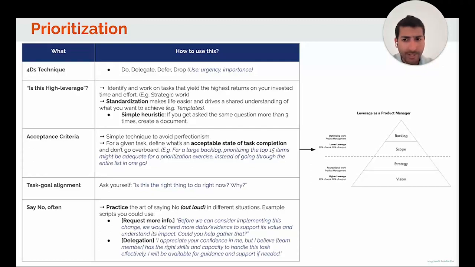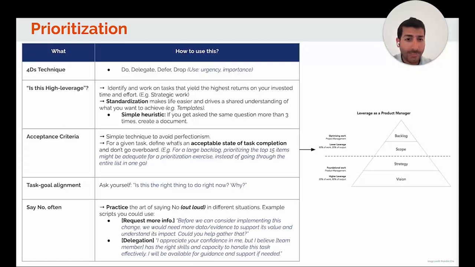The related concept here is standardization, right, which is the idea that you can make life easier and create shared understanding with templates or documentation. And a simple heuristic that I've used over the years is, if I or my team gets asked the same question multiple times, and I usually have a threshold of 3, right, I would just create a document and capture the answer to that question. It just makes life easier for when those questions might come up in the future, right? So try doing that if you haven't done that.